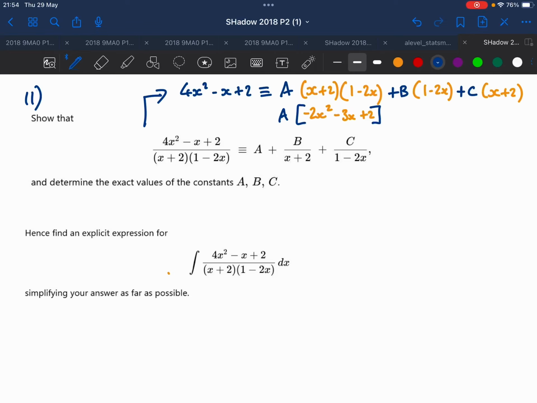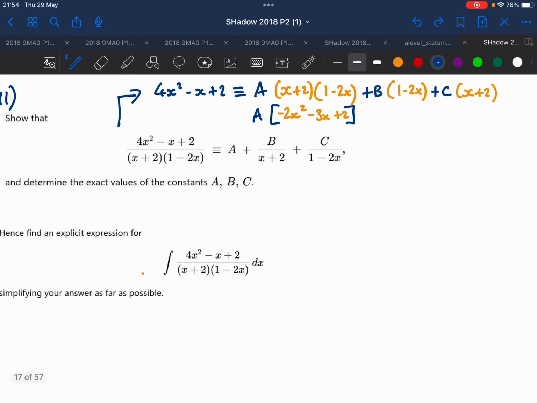Okay, so for question 11, we have a show that question. We're trying to show that this fraction can be expressed as this one here. Now, at the top, I've done a little bit of setup work. So I've written the numerator, and I've written a having all of the parts that it requires to have the same denominator.